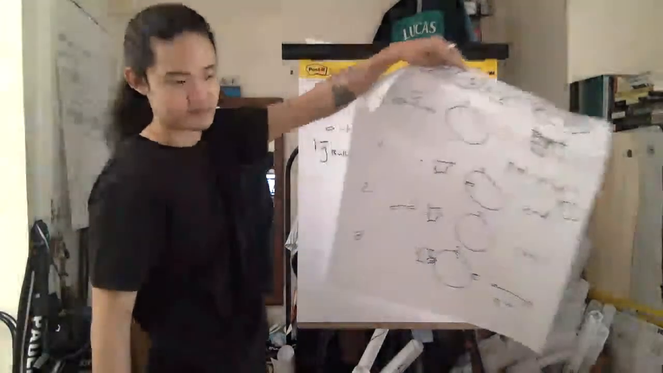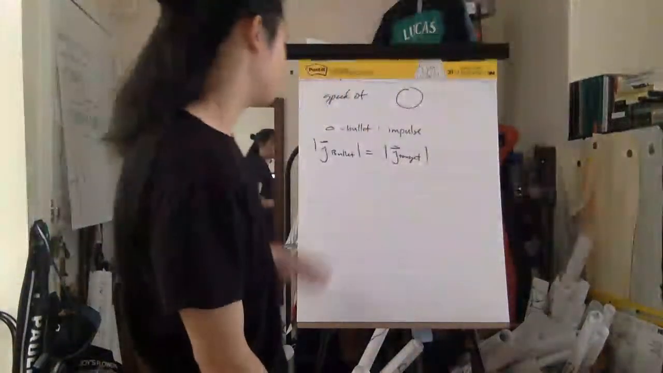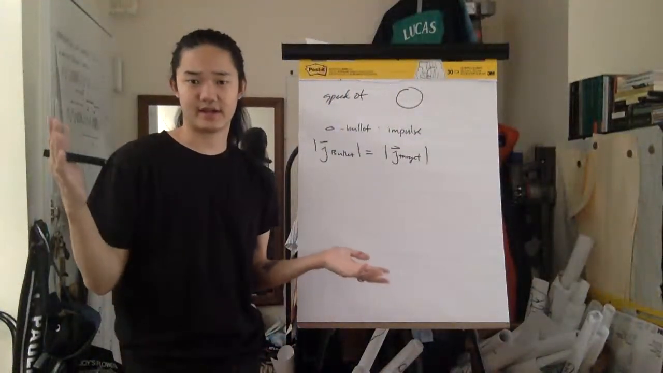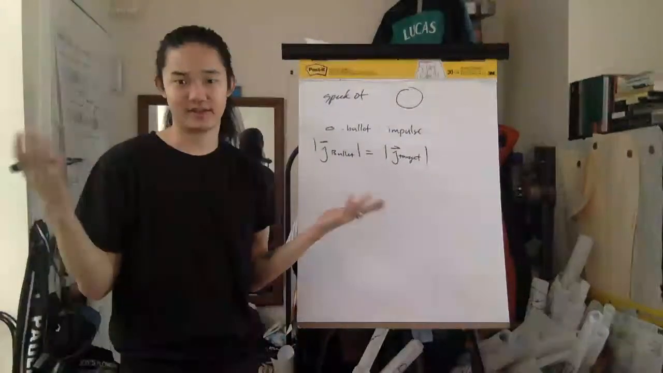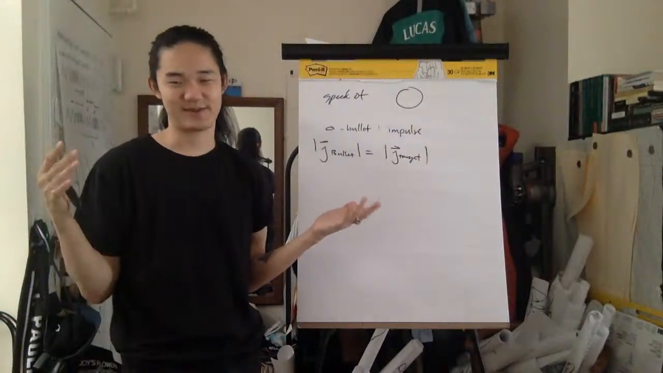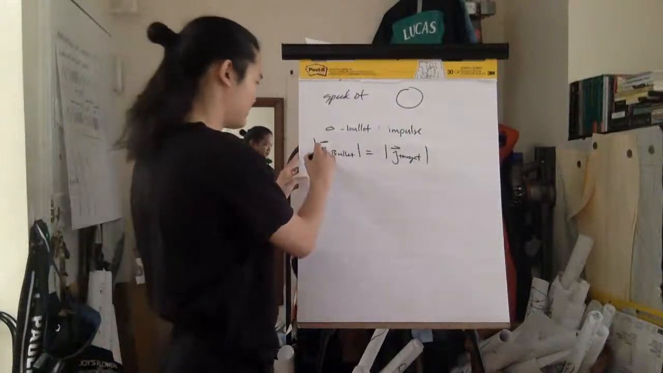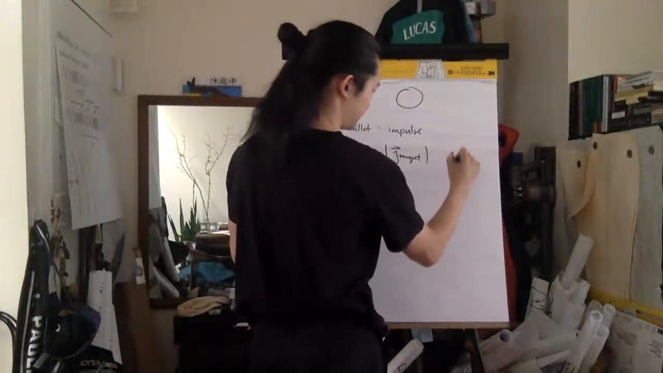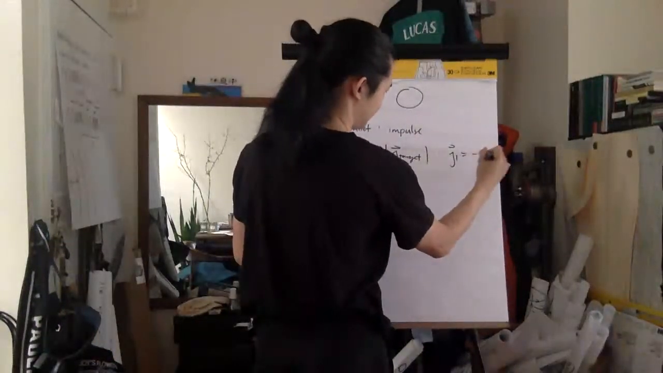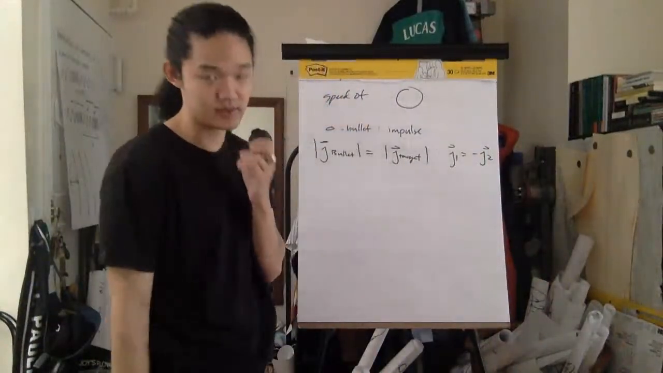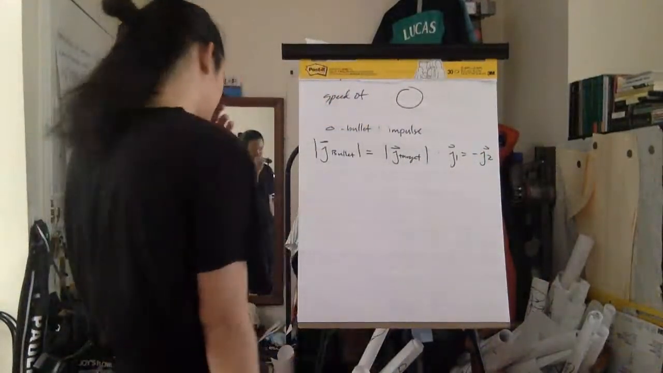All right. Why do their impulses match up? Why is the impulse of the bullet equal to the impulse of the target? Because of conservation of momentum. The total impulse must be 0. I wrote this in absolute value, but the real formula would be J1 equals negative J2. Cool. That's the other way to look at it.